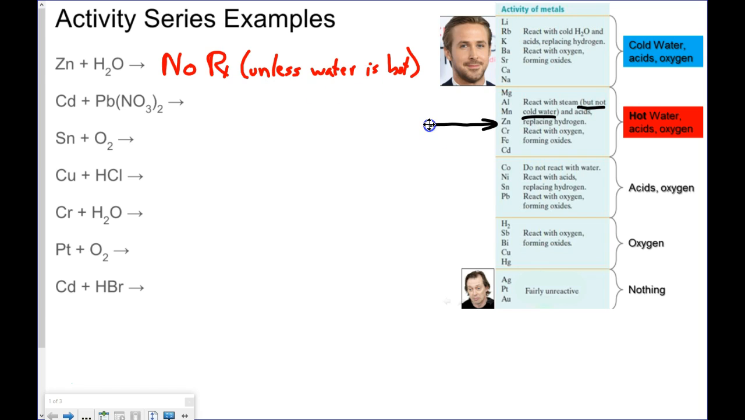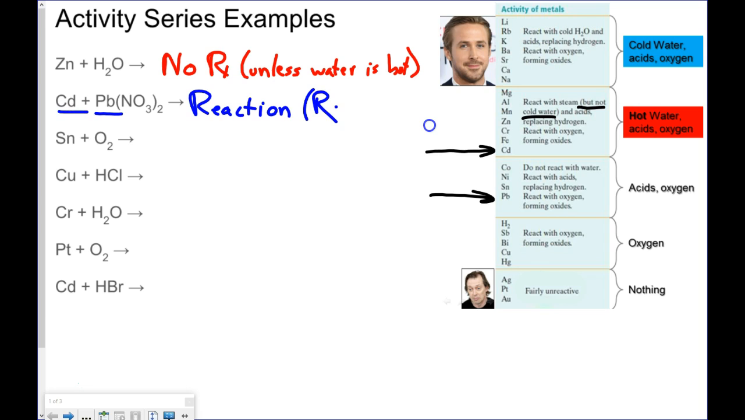Moving on to our next one, we have cadmium and lead. So here is cadmium, there is lead. Cadmium is hotter than lead, so cadmium would replace lead in a reaction. If it was the other way around, lead would not replace cadmium. But cadmium is hotter on the scale, more active. So in that case, we would get a reaction. Cadmium and lead would switch, so I'm going to put a reaction, which I'm just going to symbolize as that Rx right there.